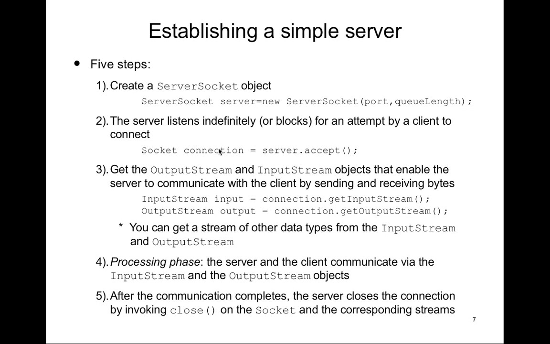But get the output stream and the input stream from the objects, because the server is going to need to communicate. It has to send and receive. So it enables the server to communicate with the client by sending and receiving messages or bytes. The bytes are going to be the streamed information. So input stream, input, output stream, output, connection.getInputStream, connection.getOutputStream.